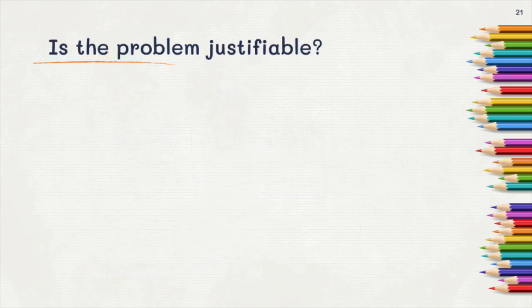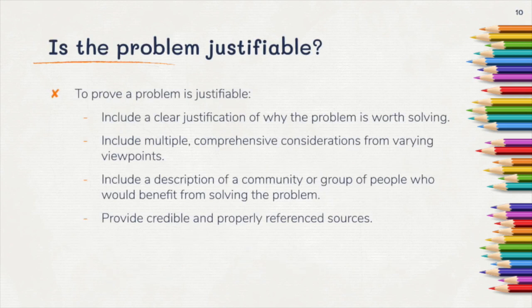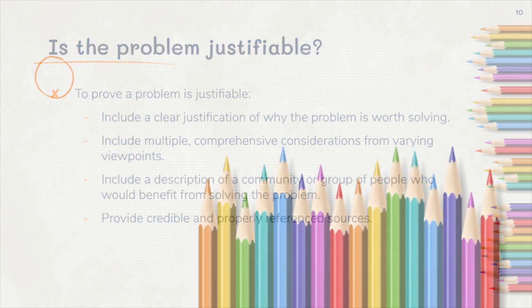How do we determine if a problem is justifiable? We have to include a clear justification of why the problem is worth solving. This justification should include multiple, comprehensive considerations from a variety of viewpoints. It should also include a description of a community or group of people who would benefit from solving the problem, as well as credible and properly referenced sources.